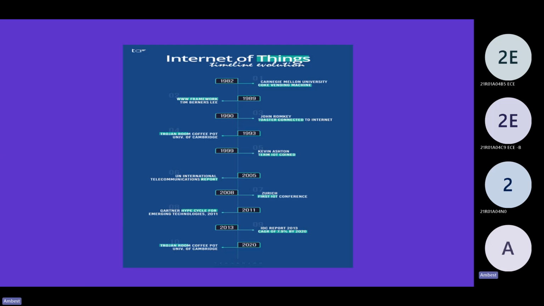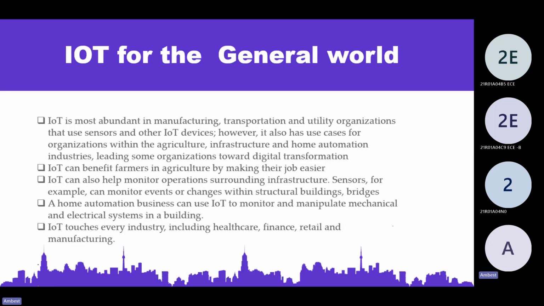Coming to the other topic, which was IoT in the general world. Just like I have given so many examples just before, you have seen, right? IoT is most abundant in manufacturing, transportation, and utility organizations, with sensors and software, and it includes some digital machines and consumer things. They use this IoT in so many ways in daily life.